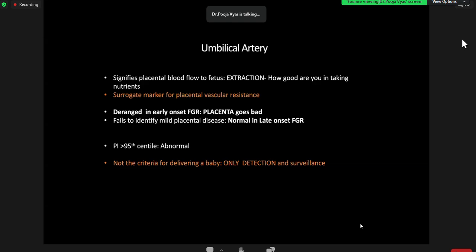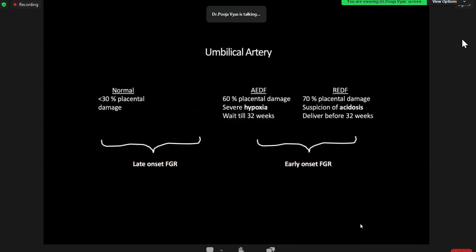The umbilical artery is a surrogate marker for placental vascular resistance, and it is deranged in early onset FGR. That means the placenta goes bad, and it is not good for diagnosis of late onset FGR. Not the criteria for delivering a baby, it is only used for diagnosing early onset FGR.